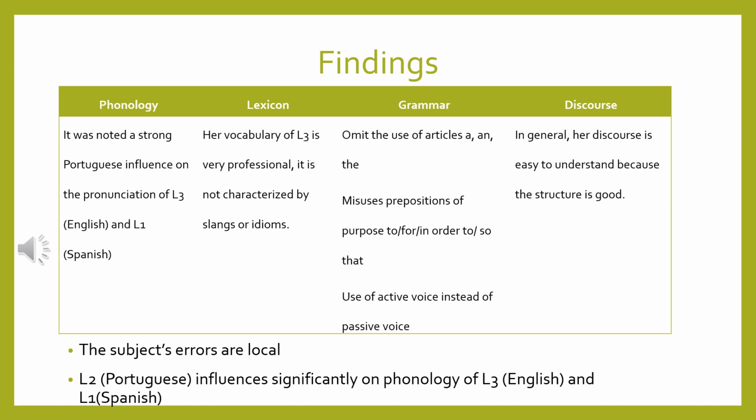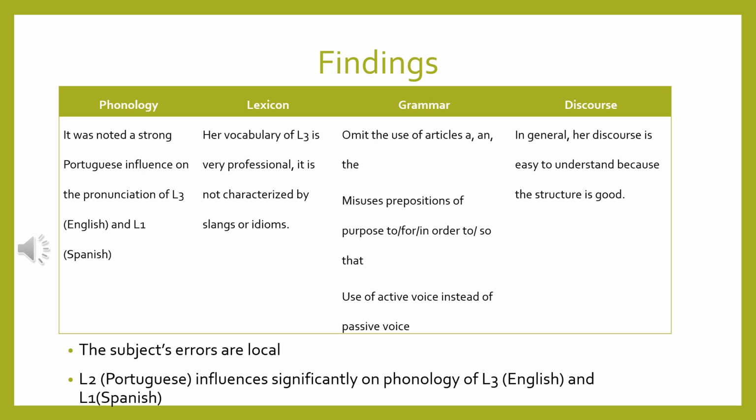And in terms of grammar, the typical mistakes were omission of articles, not using prepositions of purpose correctly, like for, to, in order to, and so that, and also using active voice instead of using passive voice when referring to an object.